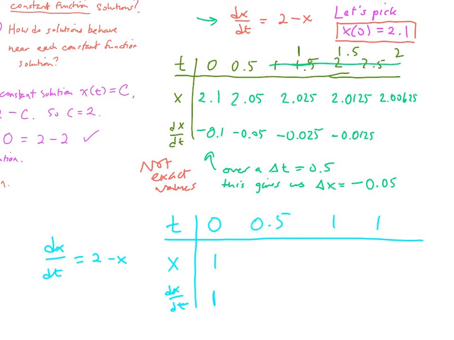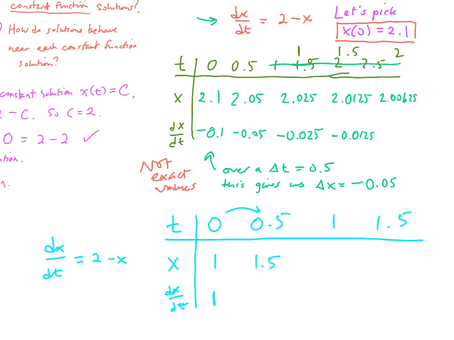I could have picked a different step size, no problem. Okay, well now my rate of change is 1. So if I take that over an interval of length 1/2, then my change in x is going to be 1/2 times this rate of change, which is 1. So my x of 0.5 is going to be 1 plus 1/2 of 1. That's going to give me 1.5.